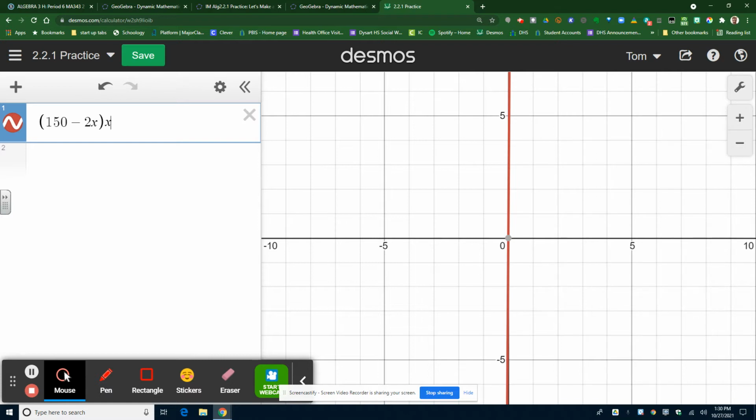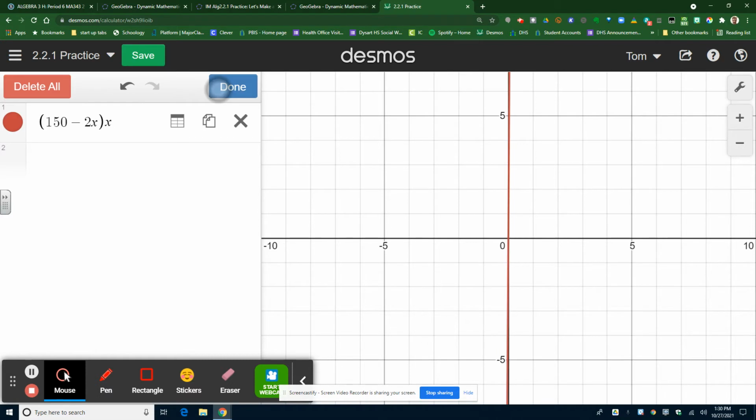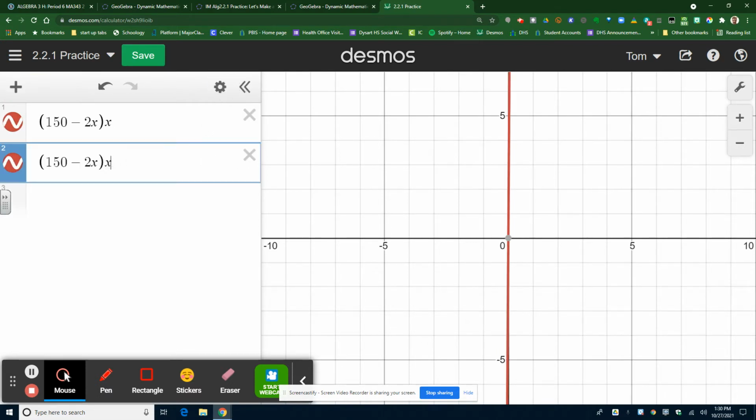How do I find my area? Just take 40 and dump it in there, right? Okay, so I want to leave this up here, so I want to duplicate it. So I'm going to duplicate it, click done, and change my x in the second one to 40. So I can see that I got about 2,800 square meters. That's a fair size yard. Okay, that's pretty big. So 2,800 meters.